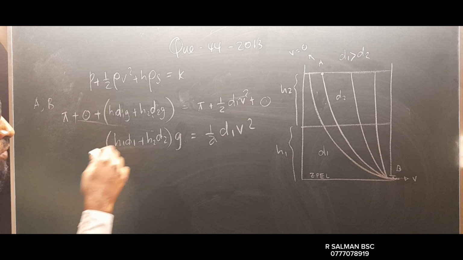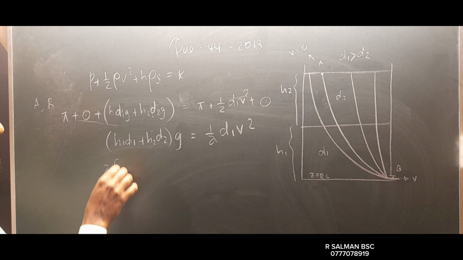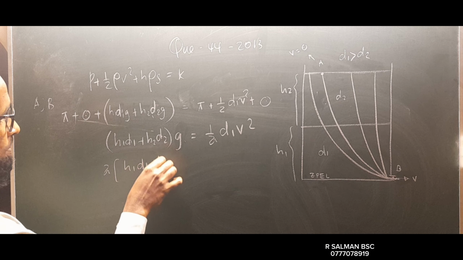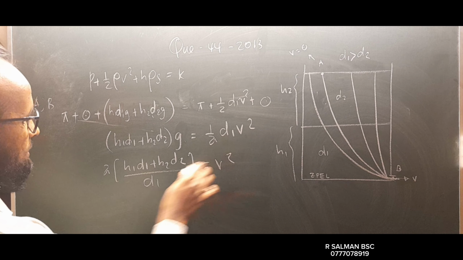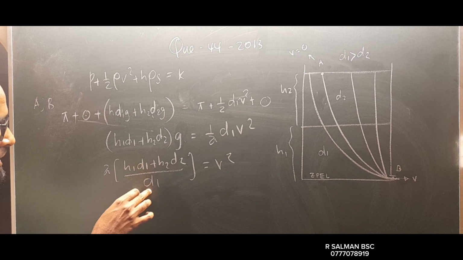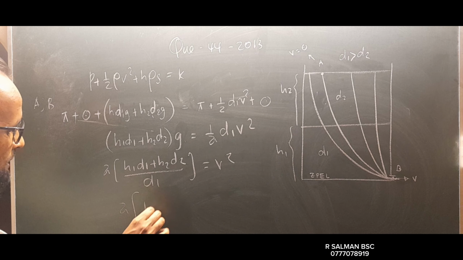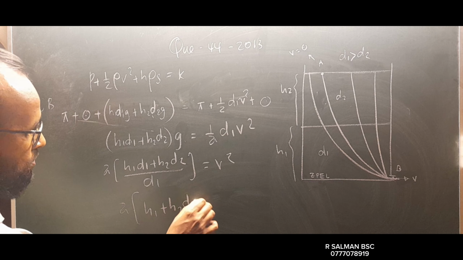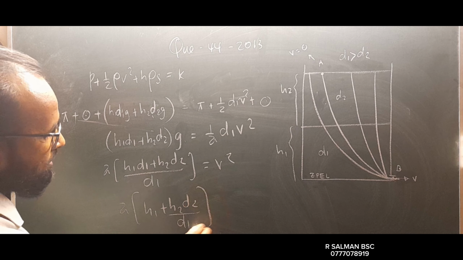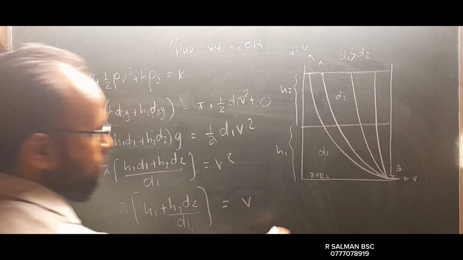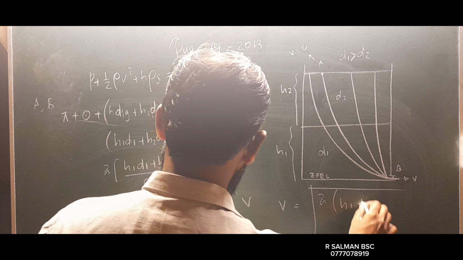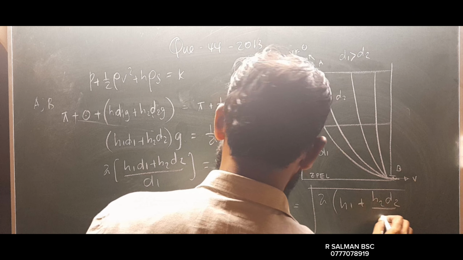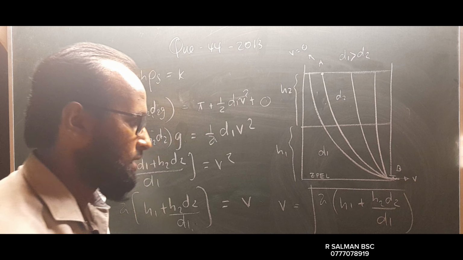You can multiply by 2 and divide by d1 too. 2 times h1 d1 plus h2 d2, divided by d1, that is v squared. When you divide individually by d1, the d1 will cancel here, and you will get a fraction, h1 plus h2 d2 over d1. So this is v squared. So v is equal to the square root of 2 times h1 plus h2 d2 over d1. So this is the answer.